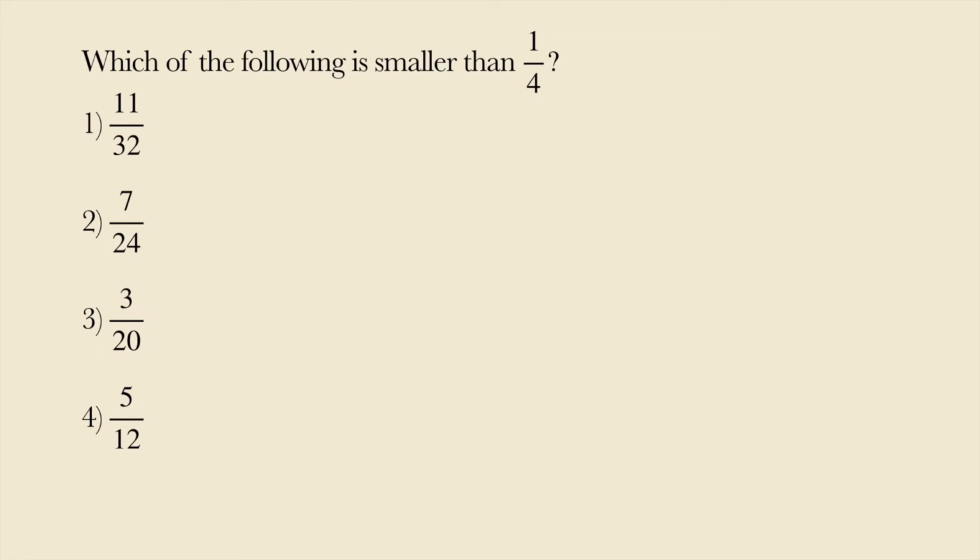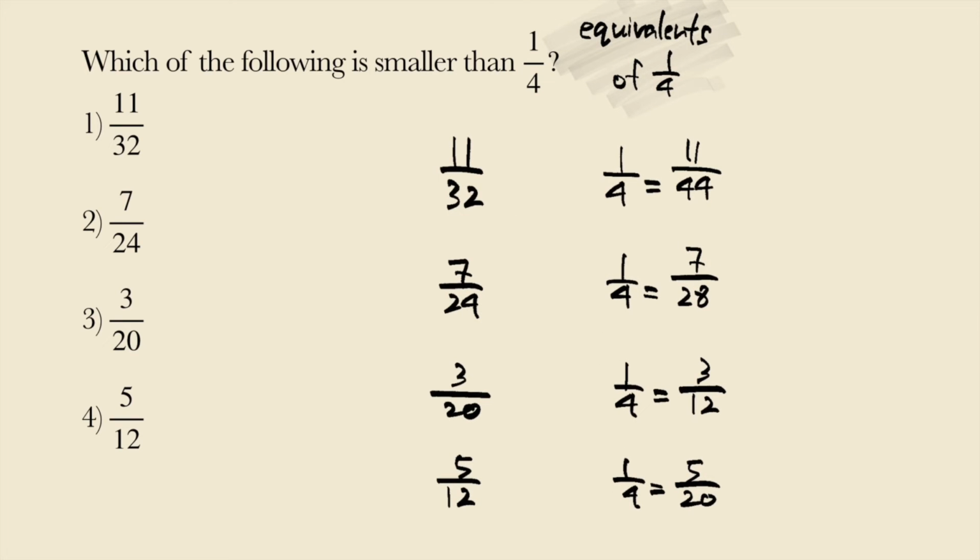And equivalent fractions, let's go. Let's copy them down, compare to equivalents of 1/4. So numerator 11, numerator 11. All right, is this smaller? No, actually this is larger. This is a smaller denominator than this, so this is a larger fraction than 1/4.